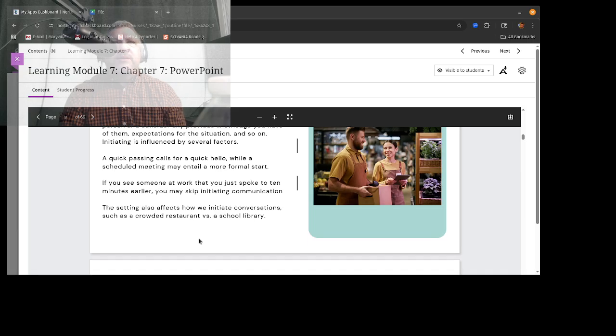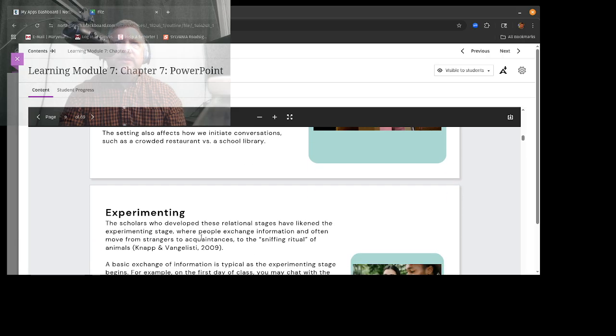Think about also how we initiate conversations. Like within a crowded restaurant, we may elevate our voice, our volume. Versus a school library, we're going to be quiet.